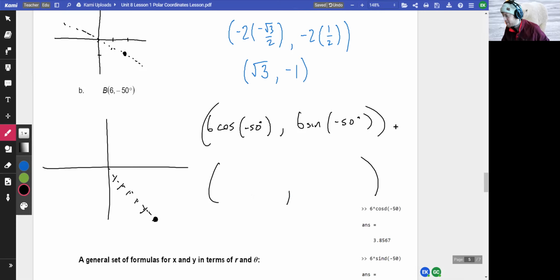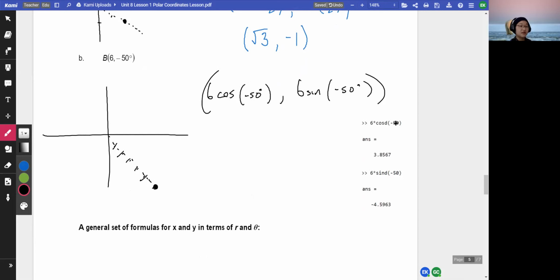Some MATLAB code. Let me erase these parentheses. Let me move that up. For MATLAB, it assumes that you're talking in radians, because that's what normal people do. So if you're not doing radians, then you need to make it cosd or sind. All right, so we got 3.8 and negative 4.5. Looks like we're in business.